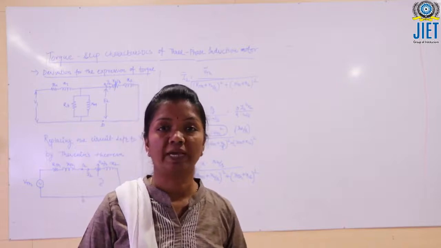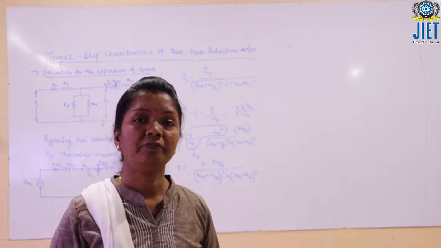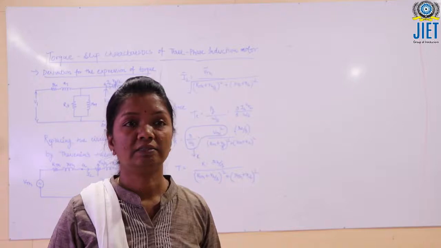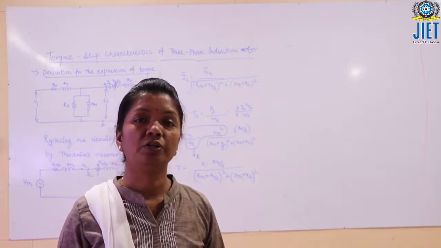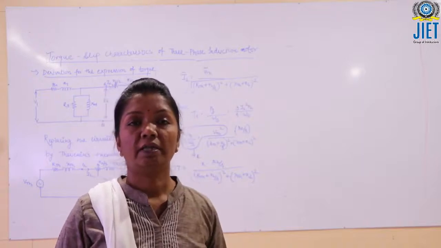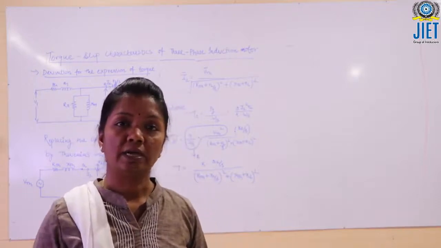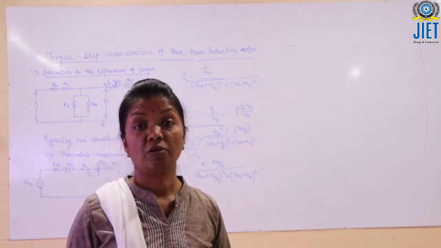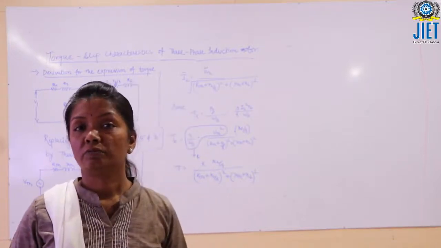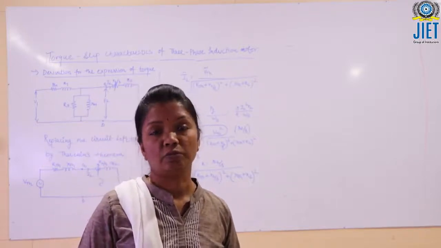Here in the torque-slip characteristics, basically it is a torque-speed characteristic, because slip itself is varying with respect to the speed. When the motor starts, the rotational speed of the rotor is 0, and that's why the slip is highest, that is 1. And then onwards, as the rotor speeds up, NR increases, and accordingly the slip decreases. When the rotor speed NR becomes equal to NS, the slip becomes 0.